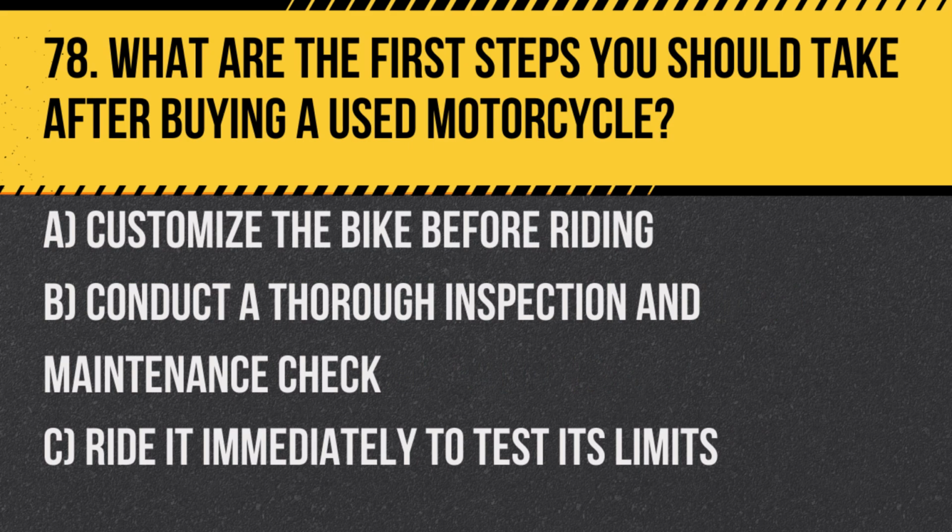Question 78. What are the first steps you should take after buying a used motorcycle? A. Customize the bike before riding. B. Conduct a thorough inspection and maintenance check. C. Ride it immediately to test its limits. Answer: B. Conduct a thorough inspection and maintenance check. Ensuring the motorcycle is in good working order before regular riding is essential for safety.